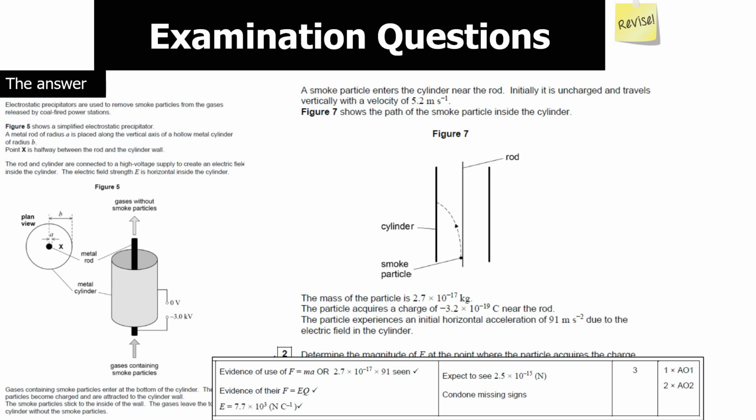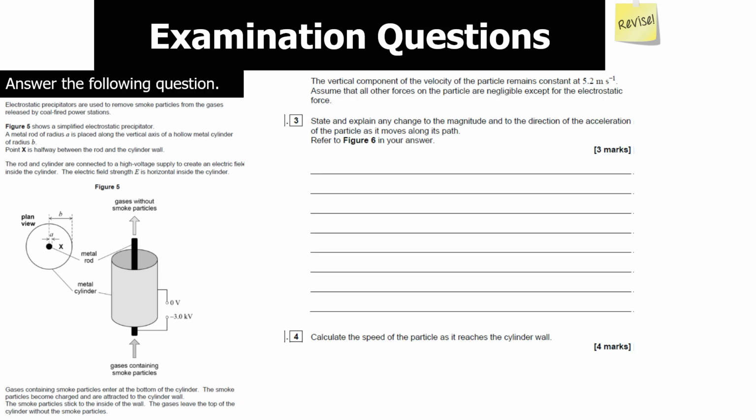So as a result, we can then multiply by the charge given in the question, and we can work it out to be 7.7 times 10 to the 3 newtons per coulomb. The next question says the vertical component of the velocity of the particle remains constant at 5.2 meters per second. Assume that all of the forces on the particle are negligible except the electrostatic force.